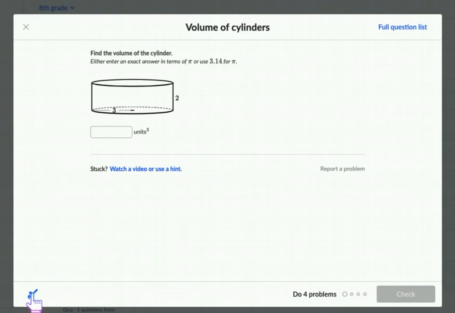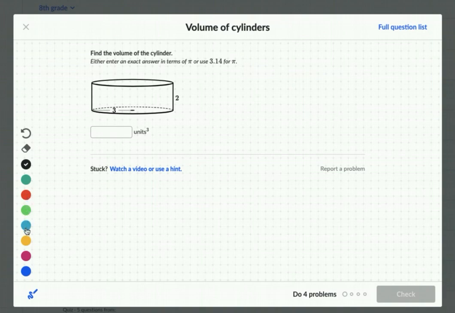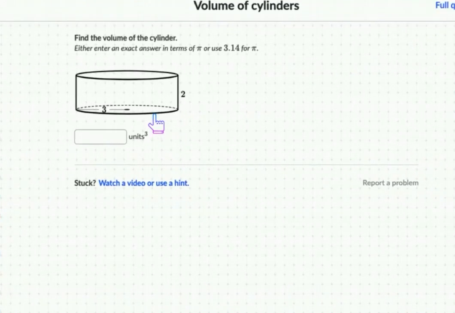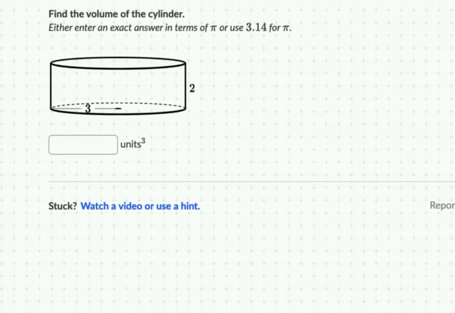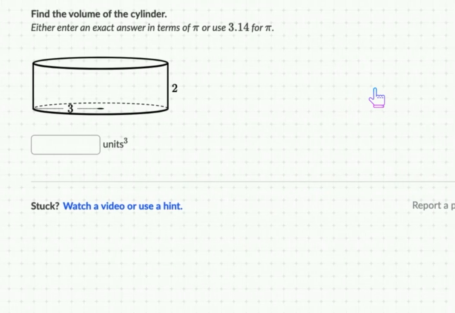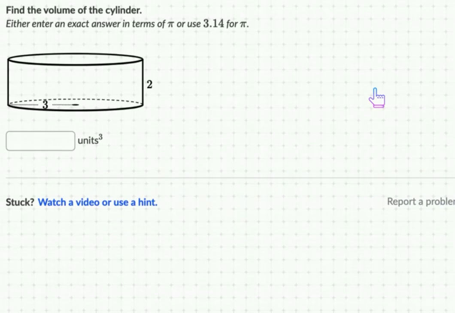Now we're just going to go through a couple of problems in Khan Academy so that we have some practice. In this problem, they want you to find the volume of this cylinder, and they want you to either enter an exact answer in terms of pi or use 3.14 for pi. So pause the video and try it on your own first. All right, I'm going to give you both the exact answer and 3.14 for pi and show you the difference of that. So first we need the volume formula.